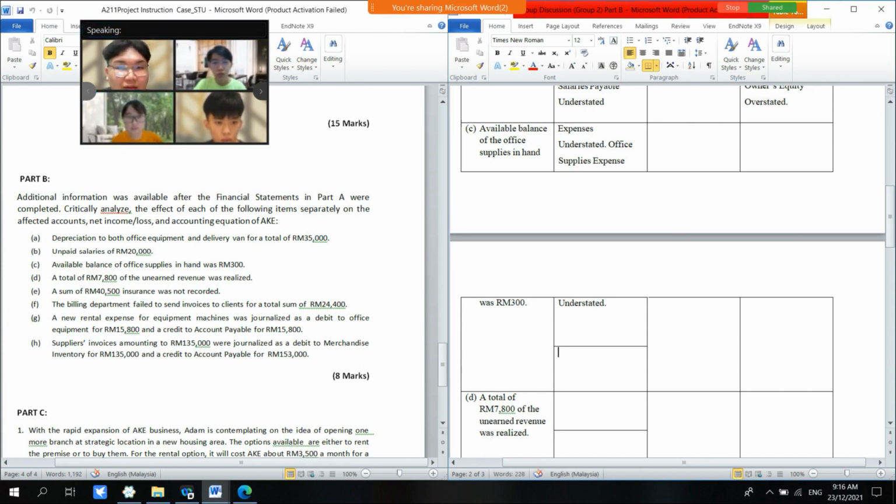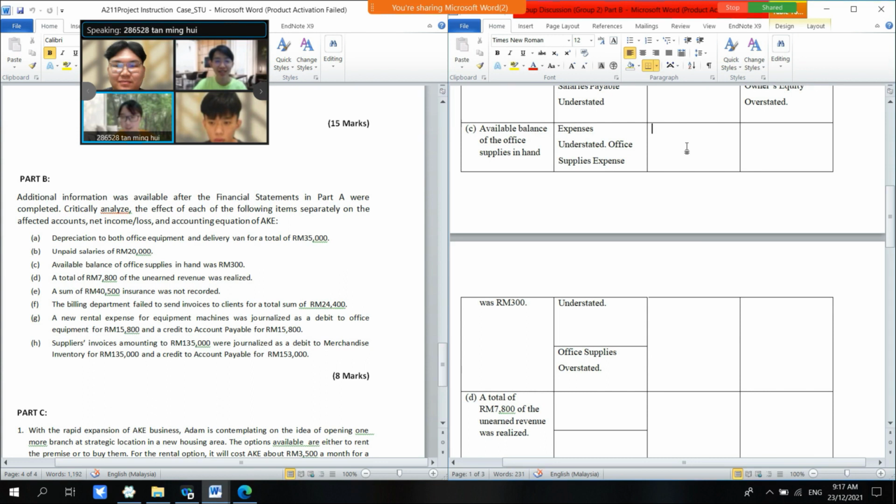What? Sales supplies? Oh, I think it should be office supplies overstated, is it? Ming Hui? Wait, I also think that it is the office supplies. Yeah, okay. Office supplies, right? Yeah, sorry, office supplies.